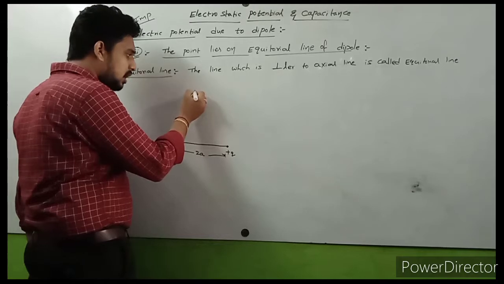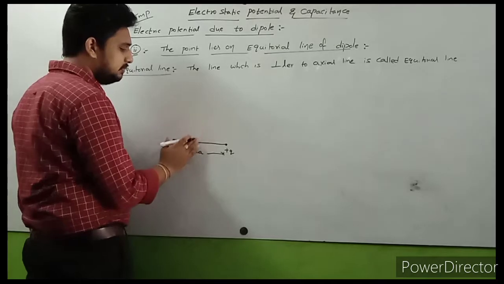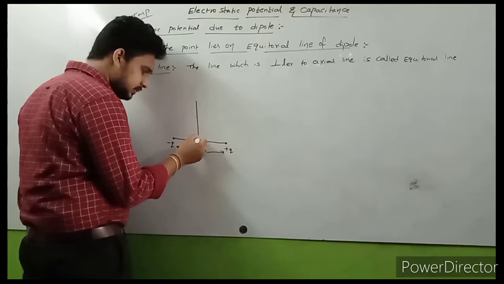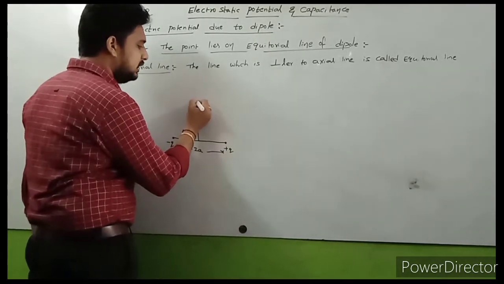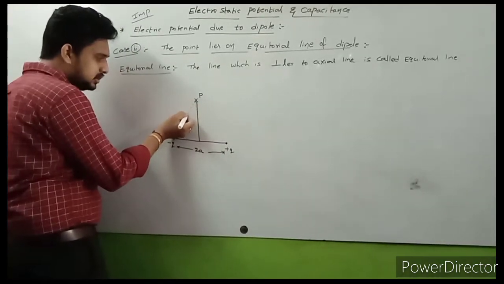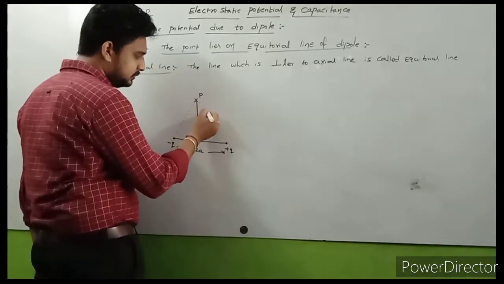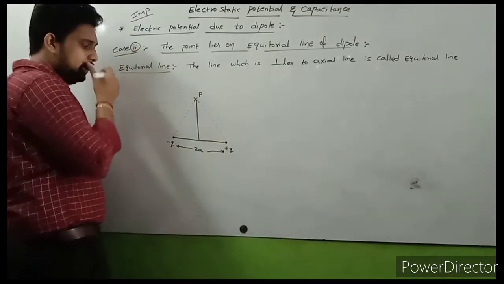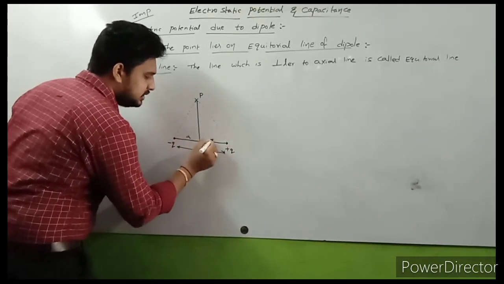Now I draw a perpendicular line to this axis. This is the axis of dipole. The line which is perpendicular to this axial line is called the equatorial line. Let us consider that point is P. So now I join this charge to the point, with some imaginary line. You know this total distance is 2a, then this distance will be a, and this distance will be a.